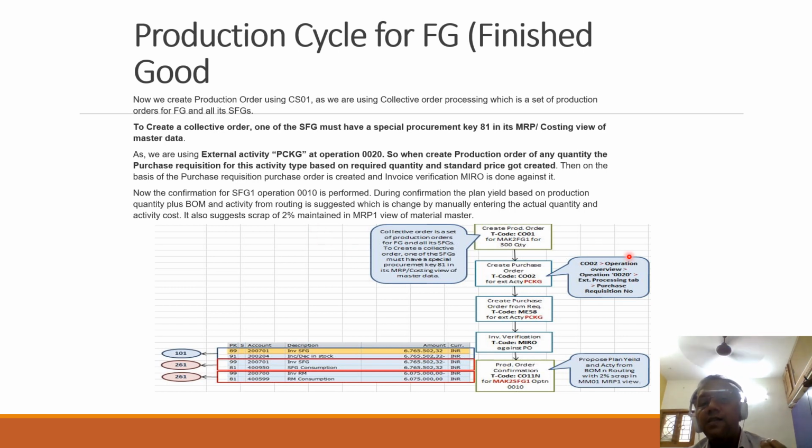So if you see, this is the flow. What I'm referring to here is that every process, the packing, the external activity, the costing, is being computed based on the movement type and on the MRP type, material requirement planning. So everything is being associated with the master data, and everything is being associated with the production order. Everything is being costed in the production, in the view of the material master.